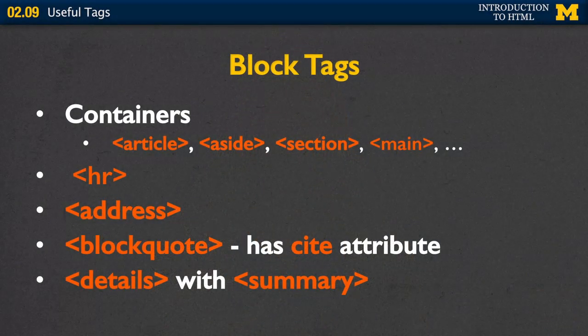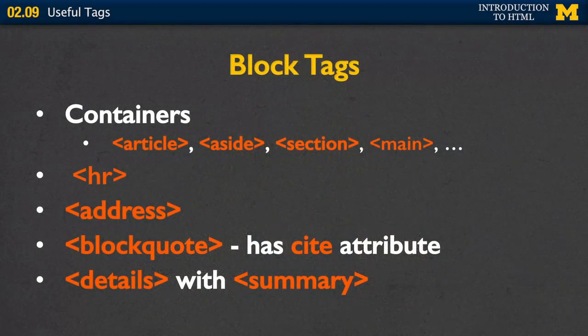The next one is address. This will be a block tag, and it doesn't format your address any differently than other text, but what it does is it allows screen readers and other assistive devices to quickly and easily find your address if they're looking for it. Block quote would be another block tag, as well as details.